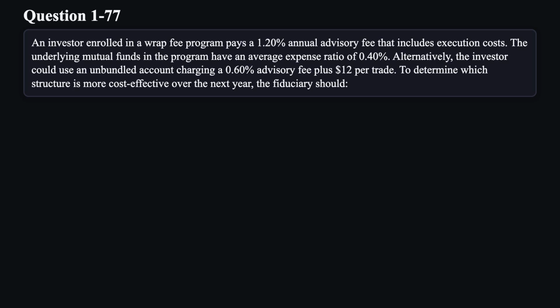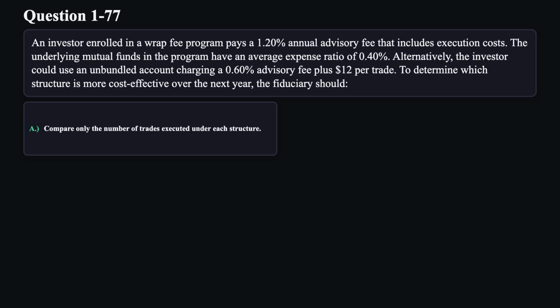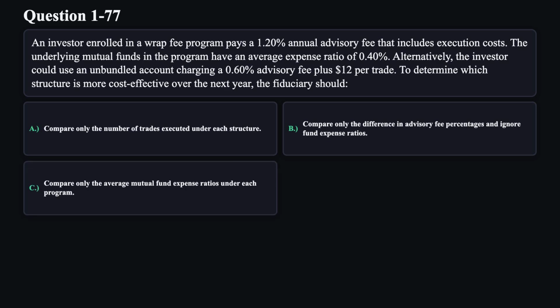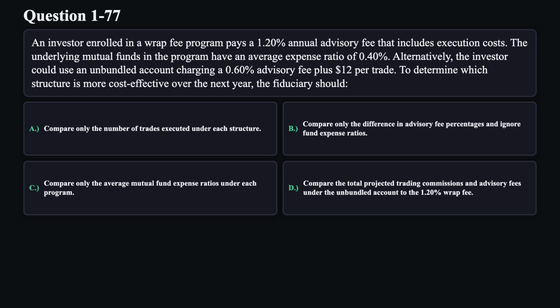Alternatively, the investor could use an unbundled account charging a 0.60% advisory fee plus $12 per trade. To determine which structure is more cost-effective over the next year, the fiduciary should: A. Compare only the number of trades executed under each structure. B. Compare only the difference in advisory fee percentages and ignore fund expense ratios. C. Compare only the average mutual fund expense ratios under each program. D. Compare the total projected trading commissions and advisory fees under the unbundled account to the 1.20% wrap fee.